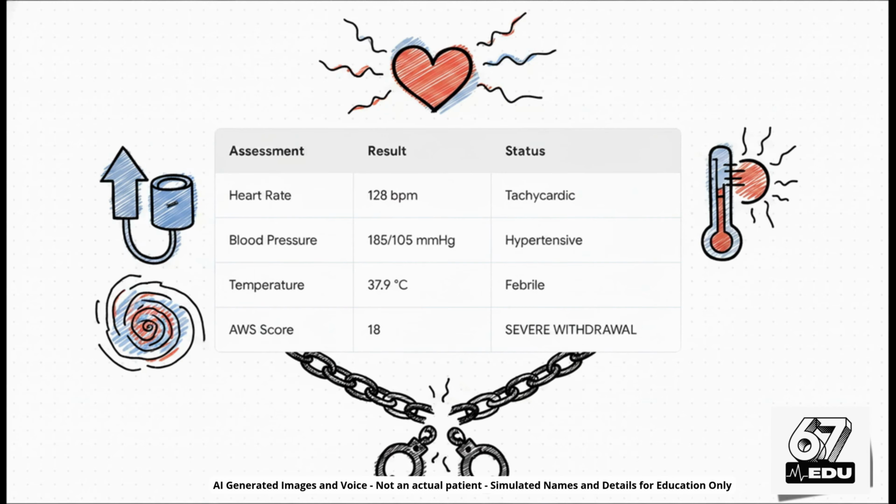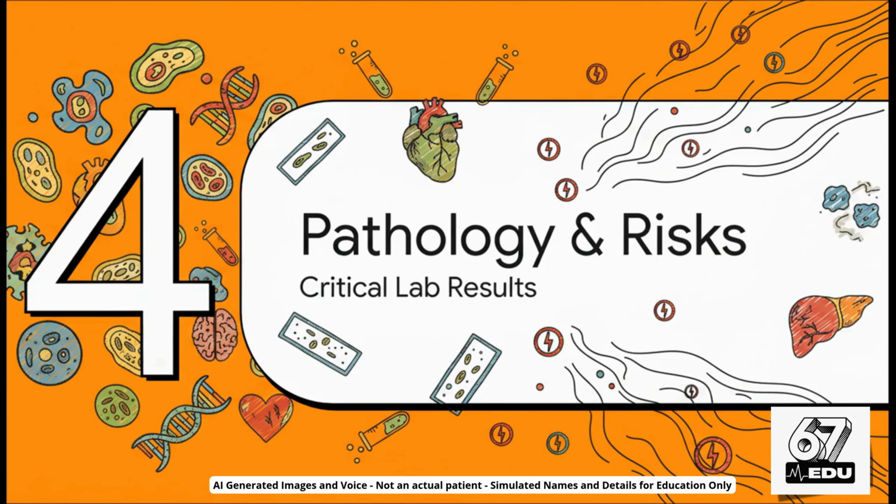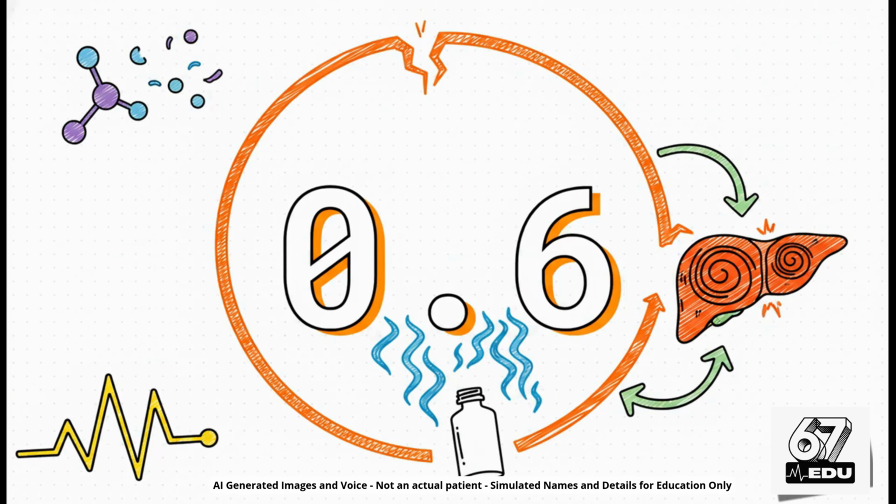Let's dig a little deeper in Section 4, Pathology and Critical Risks. To truly understand the underlying danger Douglas is in, we have to pivot to his pathology results. See this number? 0.6. That is his magnesium level, 0.6 millimoles per liter, which is critically low. This is super common with poor nutrition and renal wasting in chronic alcohol abuse. And when you pair this profound electrolyte deficiency with his GGT level, which is elevated at 180 units per liter, you have definitive, hard laboratory evidence pointing to chronic, severe alcohol use and a highly compromised system.